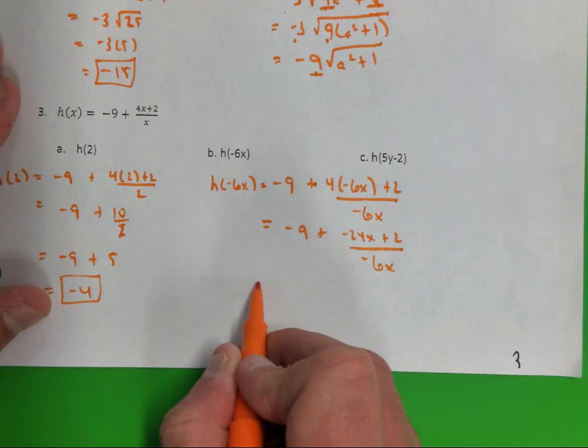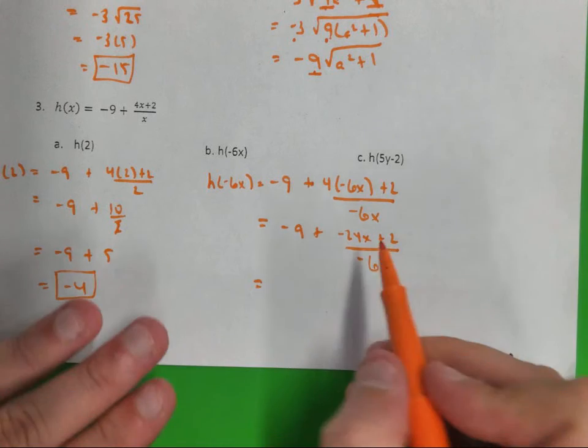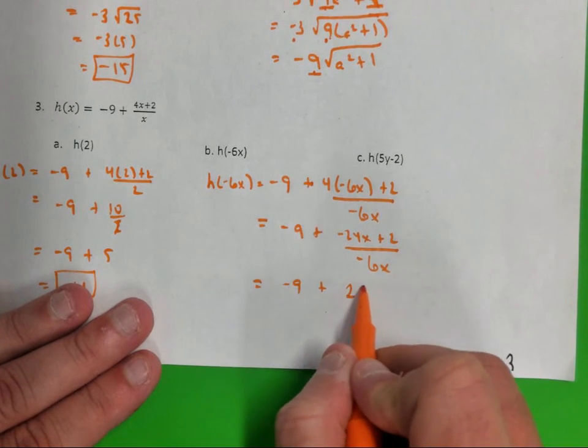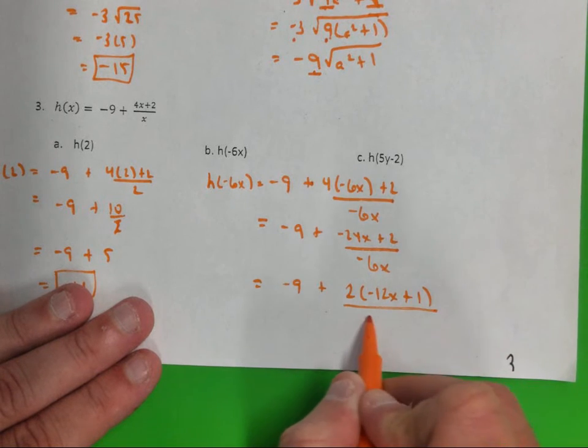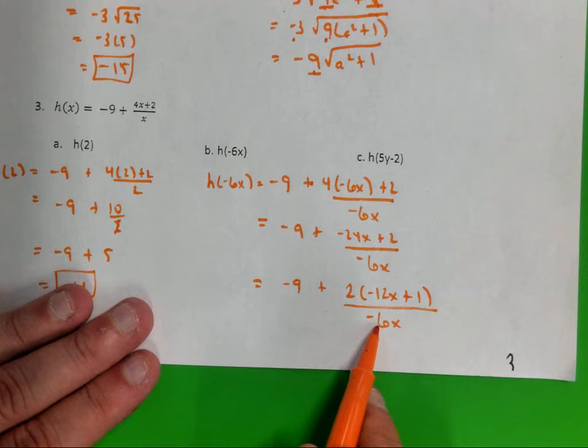Alright, let's think. Multiply times... No, you're not going to do that because you can't cross multiply. There's a plus there. Let's try factoring. What can I take out of these two? Two. So that leaves a negative 12x plus 1 over negative 6x. Could I cancel the 2 and the negative 6?